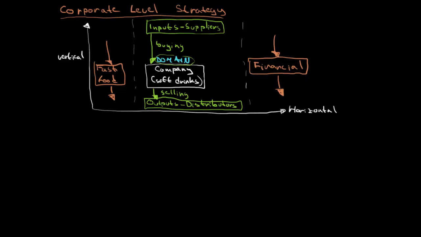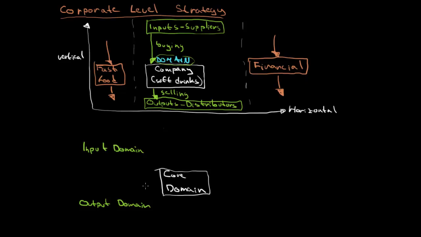So let's try to be a little bit more concrete and official. Again, we have got our core domain or our core competency. And on the left side, we are going to have our domains, and in the case of the vertical side, here is going to be our input domain, and also our output domain. And this part of the corporate level strategy is going to be called the vertical integration.